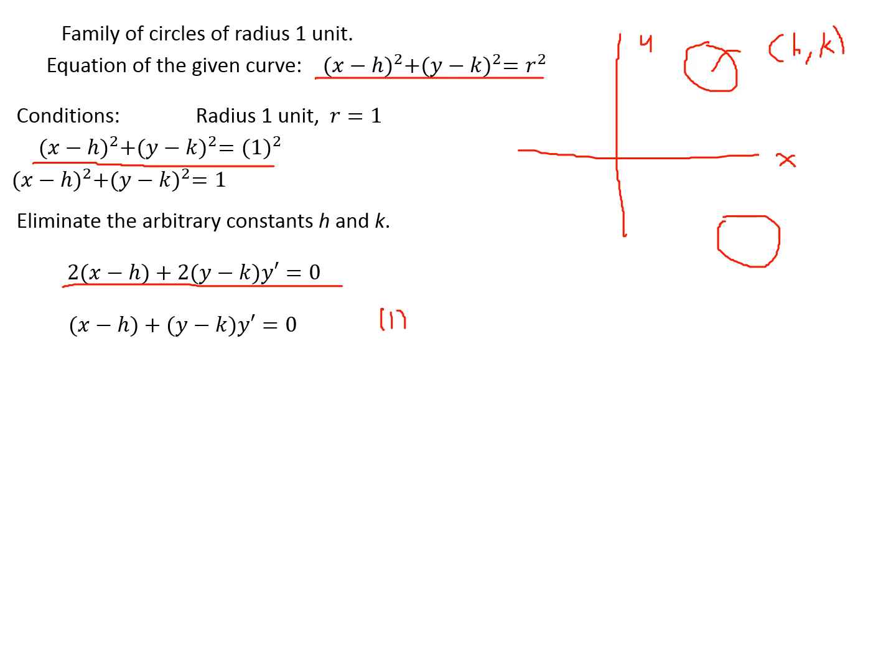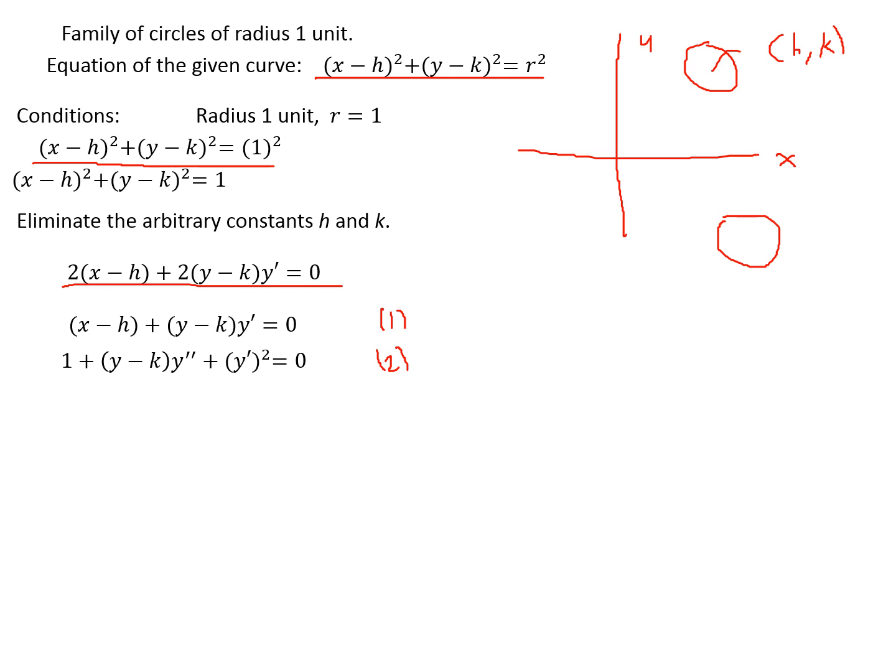Then differentiate again. Here the derivative of x minus h is 1. The derivative of y minus k times y prime is now the derivative of a product. It's going to be y minus k times the derivative of y prime, which is y double prime, plus y prime times the derivative of y minus k, which is y prime times y prime. That's y prime squared, and the sum is 0. Call this equation 2.